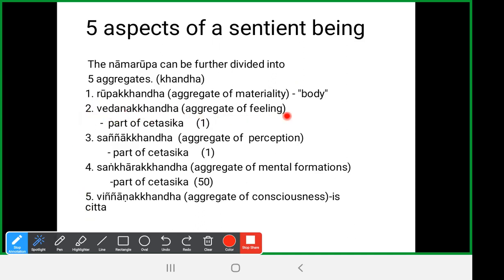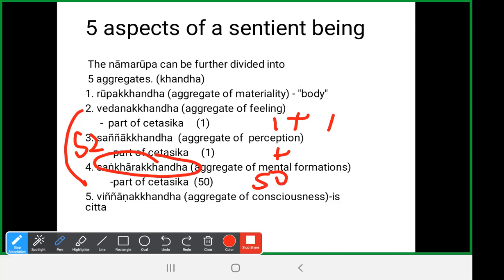Vedana, the aggregate of feeling, is one Cetasika. Sanya, the aggregate of perception, is also another Cetasika. Sankhara, the aggregate of mental formation, is 50. And Vijnana, the aggregate of consciousness, is the same as Citta. This is how we break Nama-rupa into the five aggregates. Why do we get these numbers? Because the total Cetasika, if you combine, is 52: 1 plus 1 plus the 50 here. So that's why the Sankhara Khanda is a big group. It has 50 things in it.